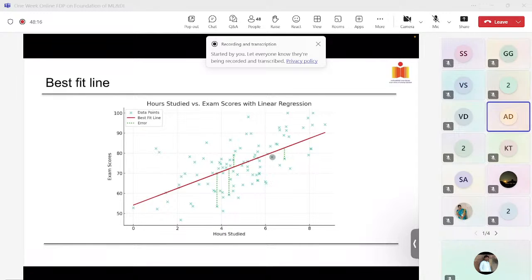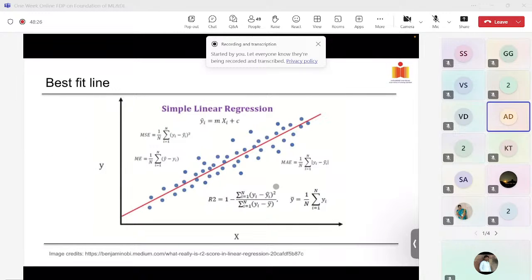All these dotted lines which you see, this is the error. Now what metric to calculate, there are also different metrics available. Let's see those. These are a bunch of different metrics that are available. Let's go one by one.